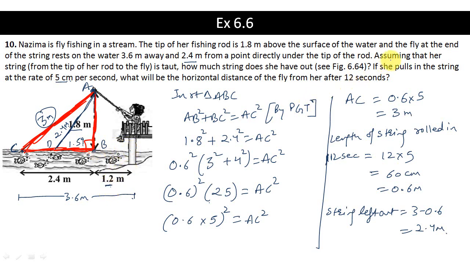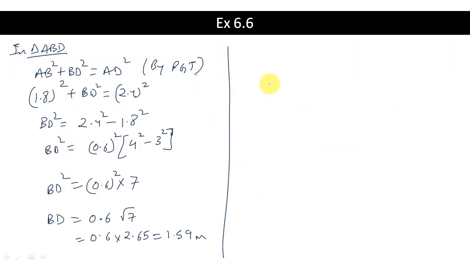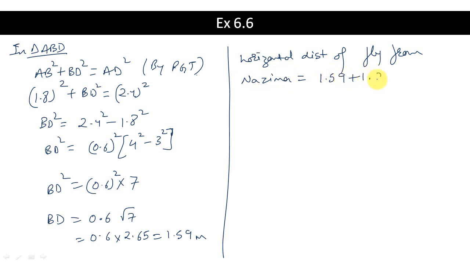And what I have to find is, what will be the horizontal distance of the fly from her. So I have to find the distance of D from Nazima. So it will be 1.59 plus 1.2. So horizontal distance of fly from Nazima will be 1.59 plus 1.2. So it will be 2.79 meter. This is the answer. Okay.